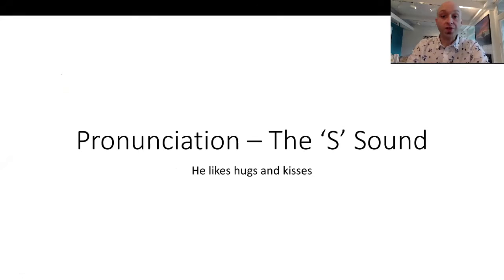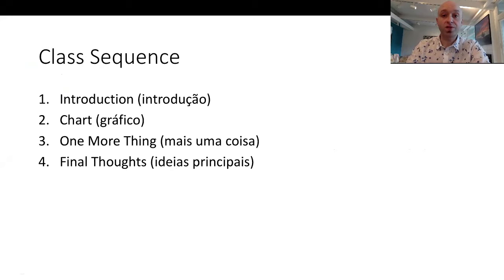So, let's get started. In this lesson, we're going to be talking about the S sound, and specifically the S sound at the end of words. We'll have a little bit of an introduction. We'll have a chart that shows the three types of pronunciation that S uses at the end of words. We'll have one more element of S pronunciation, and then a conclusion.